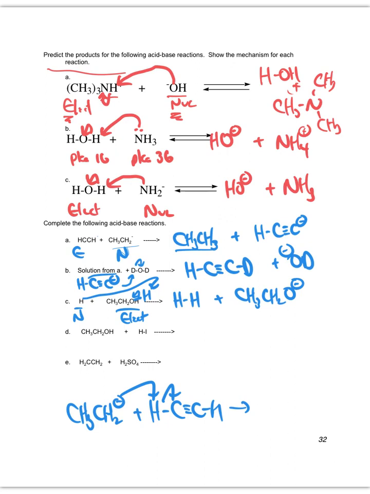In the next one, we have HI. HI is a strong acid, so it is the electrophile, and we have ethanol. It's going to be the nucleophile. So the nucleophile is going to go grab a hydrogen off of HI, sending the electrons to the I, giving us I minus along with CH3, CH2, OH2 plus. Because all we did was take the H off of the HI.